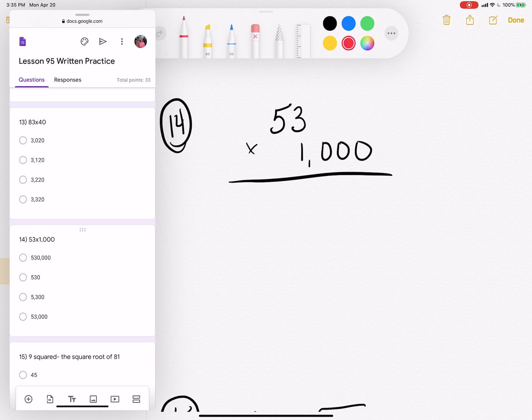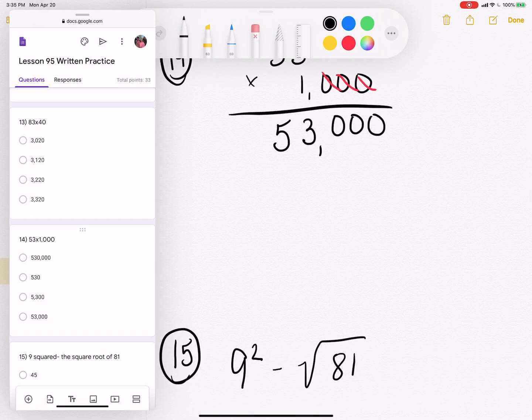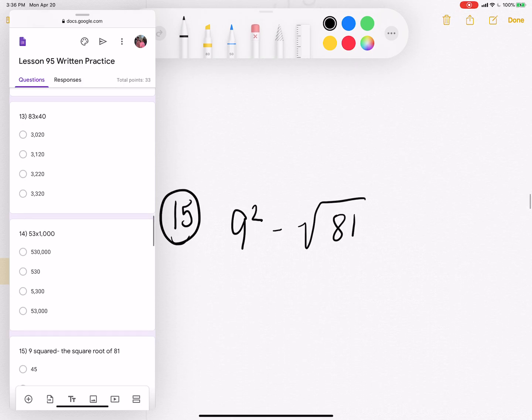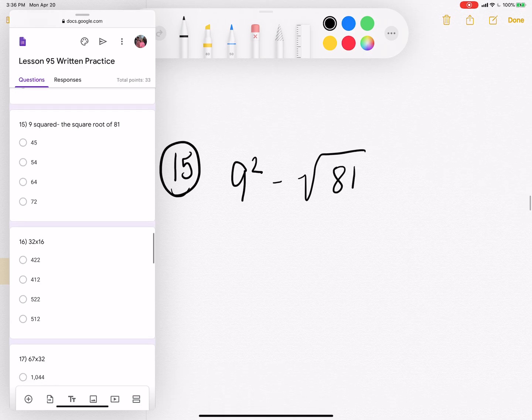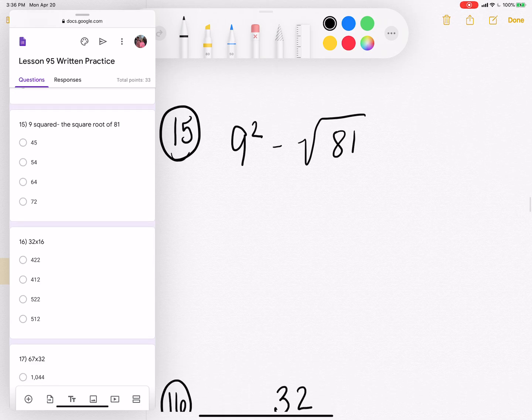14. Put these zeros in my answer. 3 times 1 is 3. 5 times 1 is 5. 53,000. 15. 9 squared minus the square root of 81. 9 times 9 is 81. Minus the square root of 81 is 9. 81 minus 9 is 72.